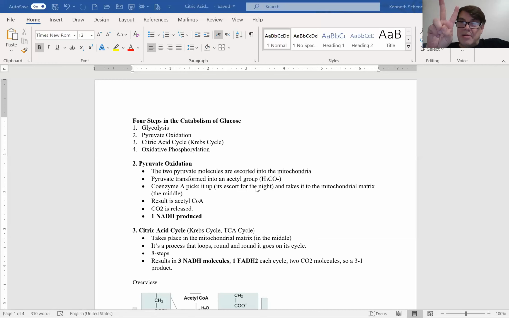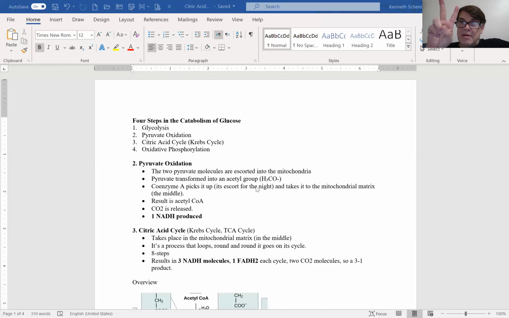Again, cats are bad. Cats destroy things. They claw things. Cats break things down. And so the four steps in the catabolism of glucose are, one, glycolysis. I've done two videos on glycolysis, which is a 10-step process that basically starts with glucose and breaks it down into two pyruvate molecules. And so that's the first step.